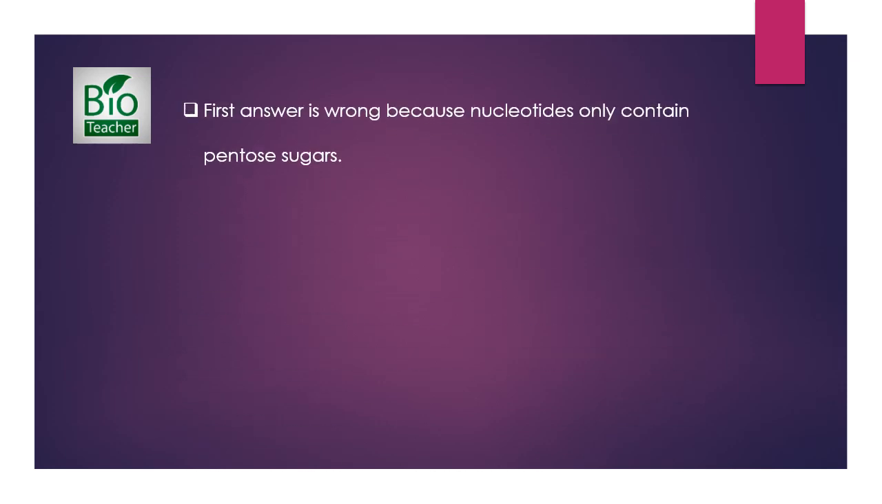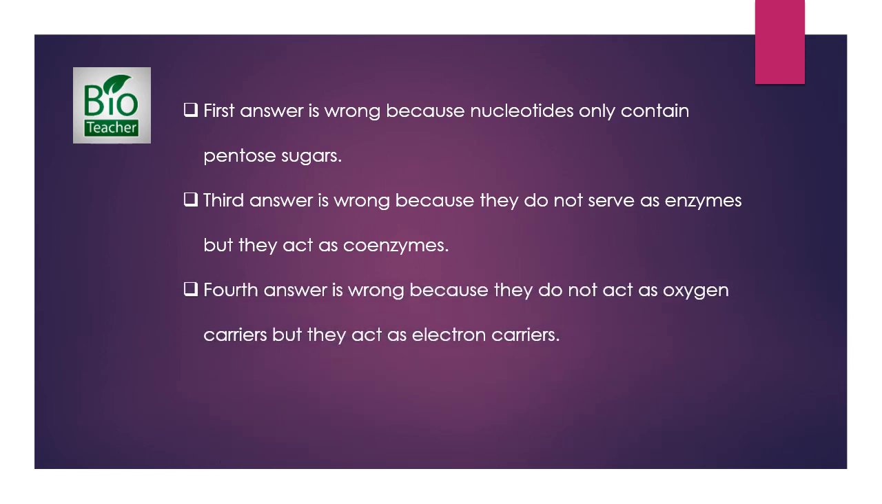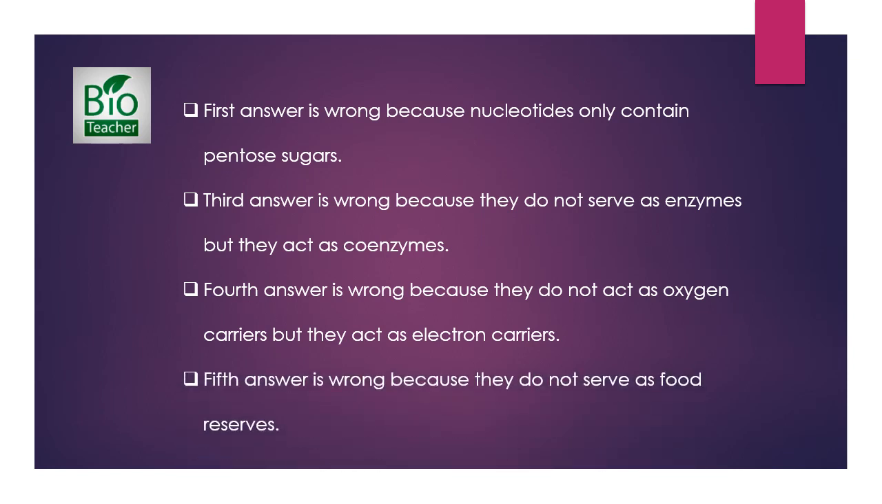The first answer in this question is wrong because nucleotides only contain pentose sugars. The third answer is wrong because they do not serve as enzymes but they can act as coenzymes. The fourth answer is wrong because they do not act as oxygen carriers but they can act as electron carriers. The fifth answer is wrong because they do not serve as food resources.